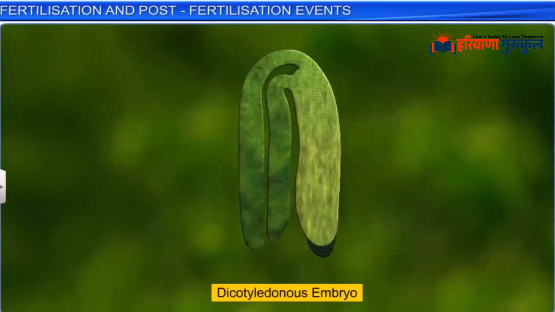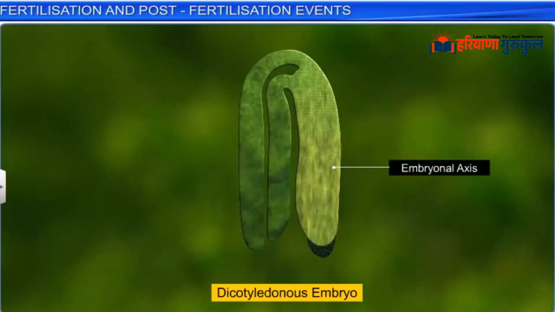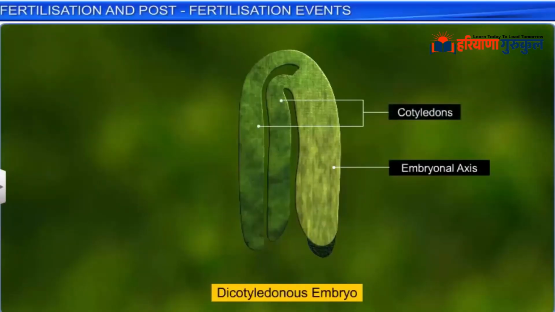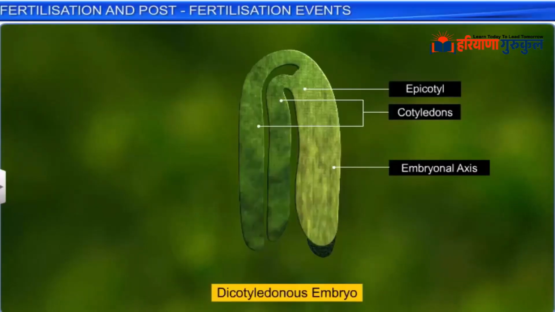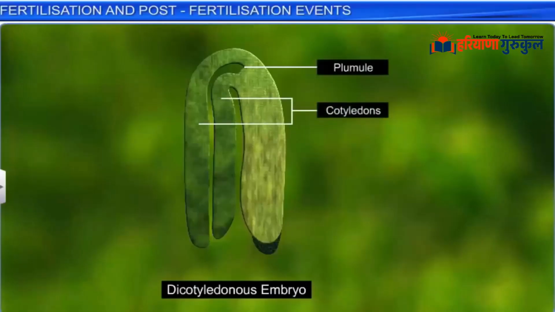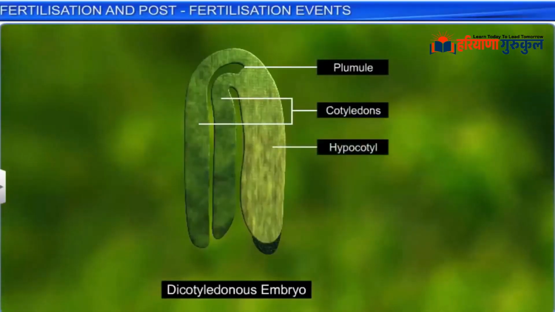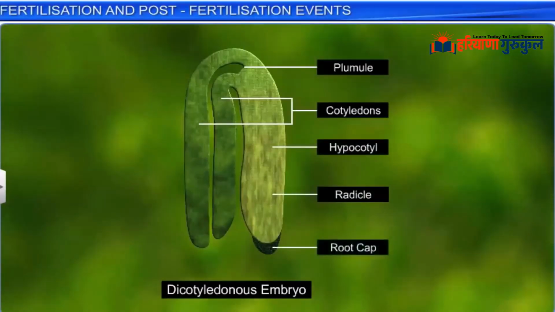A dicotyledonous embryo, for instance, consists of an embryonal axis and two cotyledons. The epicotyl, the portion of the embryonal axis above the level of the cotyledons, terminates with the plumule or stem tip. Below the level of the cotyledons is a cylindrical portion called the hypocotyl that terminates at the radicle or root tip, which is covered with the root cap.